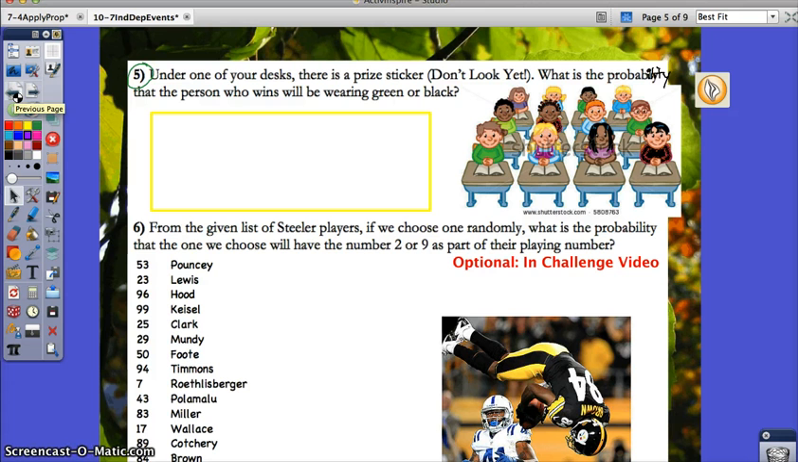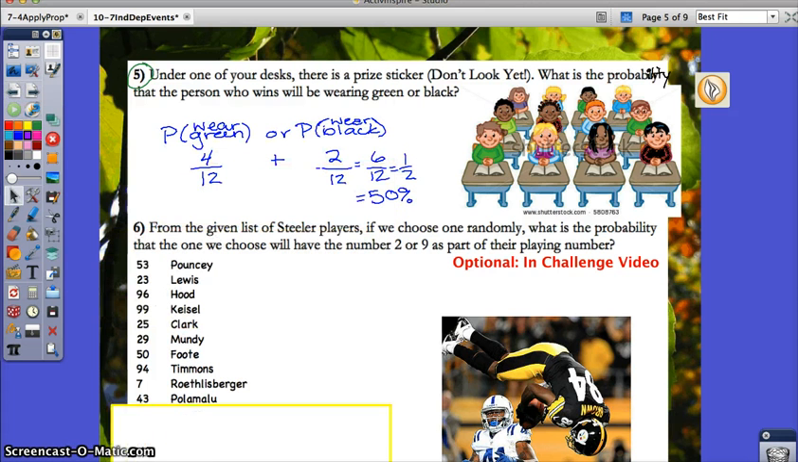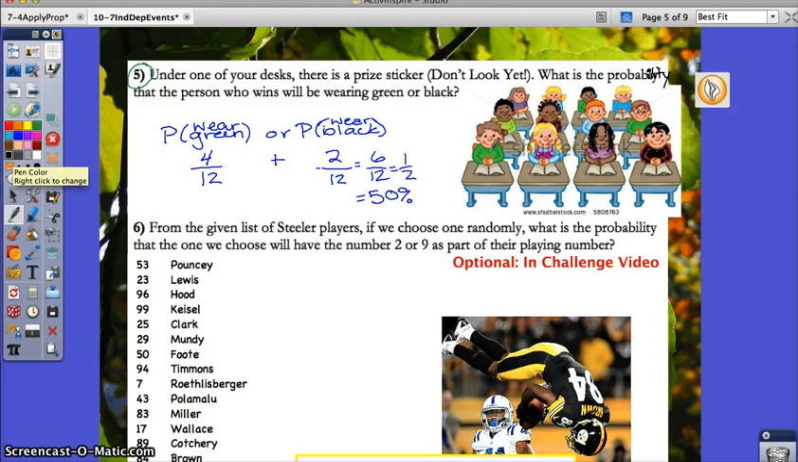Okay, so you've completed 5 and 7 at this point. Number 5, you're doing the probability here, and the probability of wearing green, well, there is 1, 2, 3, 4 students out of the 12 in the class wearing green. And then how many are wearing black? Here's 1 and here's 2. So there's 2 students wearing black. When it's an or, you add the probabilities together. So you have 6 out of the 12 chance, or 1/2, or 50%.